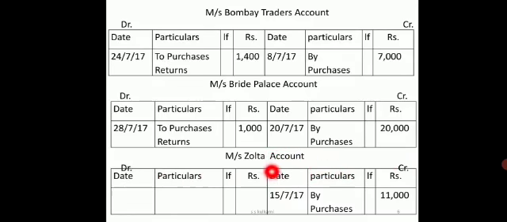So you are having the total purchases account, which are posted in the ledgers, purchase book, purchase returns book along with the ledger accounts.